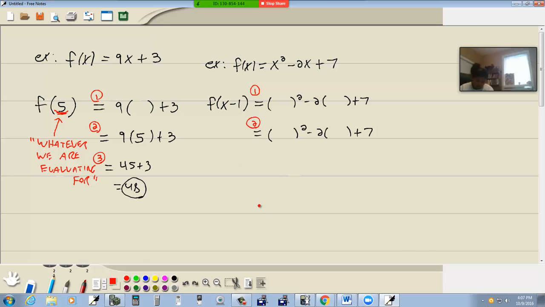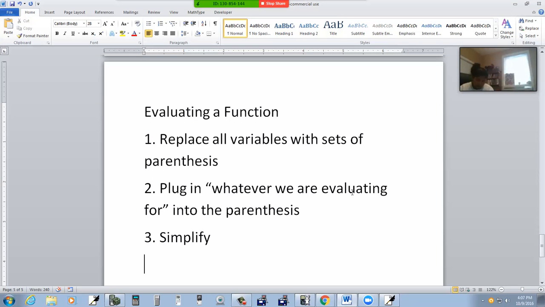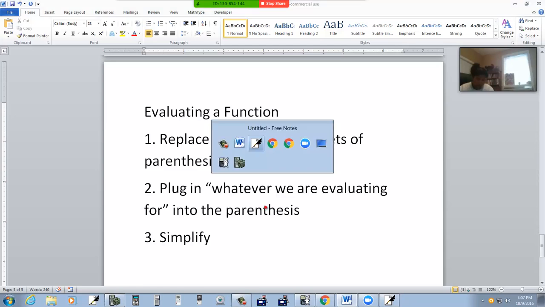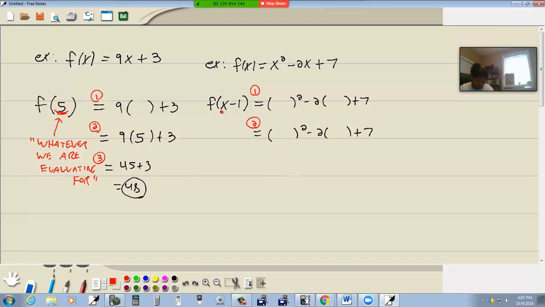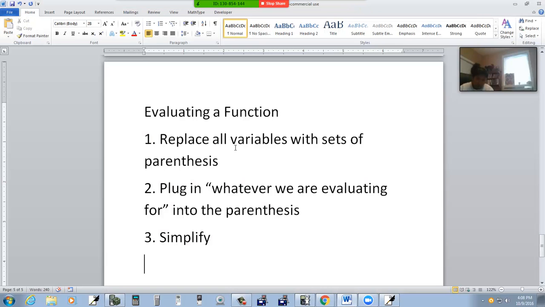Step 2. Plug in whatever we're evaluating for into the parentheses. Whatever's inside the parentheses is automatically where we're going to plug in here and here. So put an x minus 1 here, and we'll put an x minus 1 here. When I run across evaluating functions, I don't even think them through. I'm thinking through these 3 steps every time I work them.